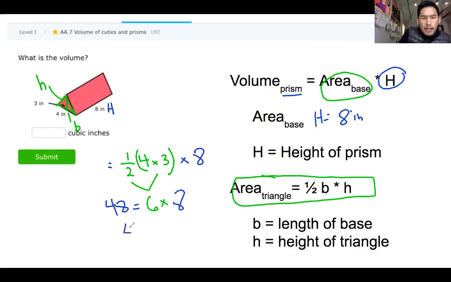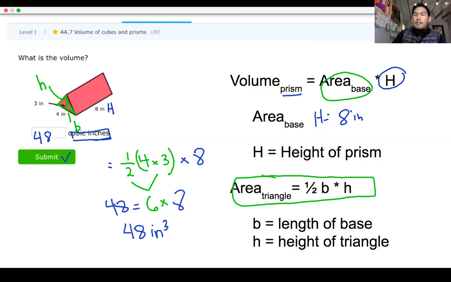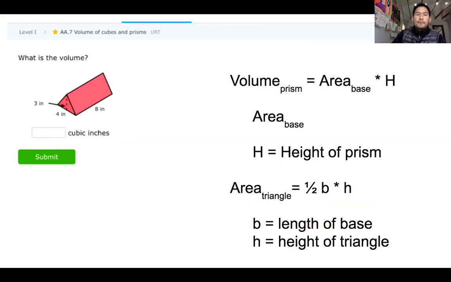And now we're almost done. We know that our units are cubic inches. So this is inches, oops, let me do that. Inches cubed. Little 3 up there. That's cubic inches. So you put a little 48 in here, you hit submit, you're done, you move on. Thank you again, Samantha, for this excellent question. Hope this was helpful for you.